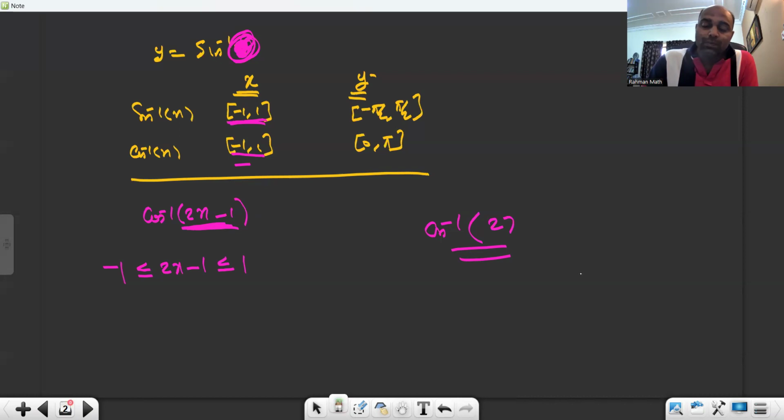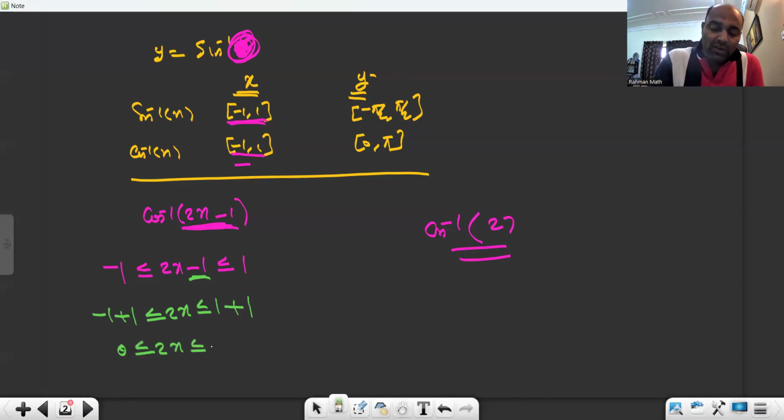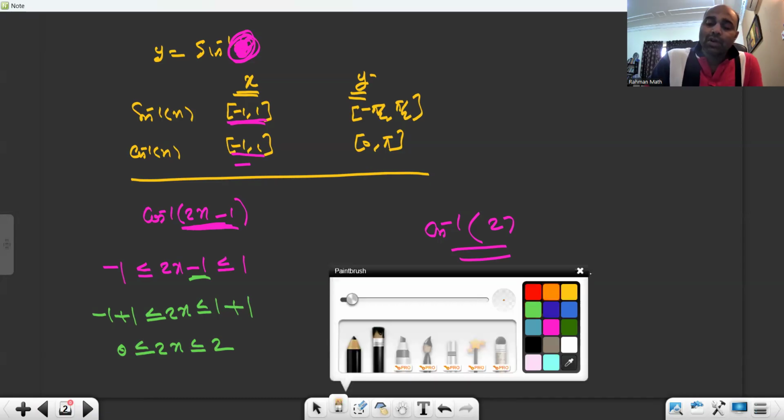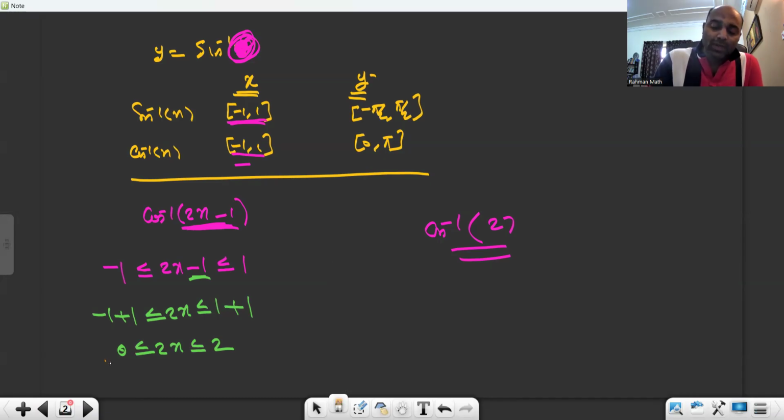Now what you have to do? Transpose this minus 1 to either side. Both sides, you transpose minus 1. So minus 1 plus 1, 2x less than or equal to 1 plus 1. Minus 1, either side you have to transpose, left and right. So you'll get 0 less than or equal to 2x less than or equal to what? 2. Now divide throughout by 2.